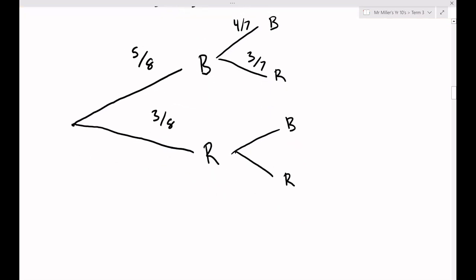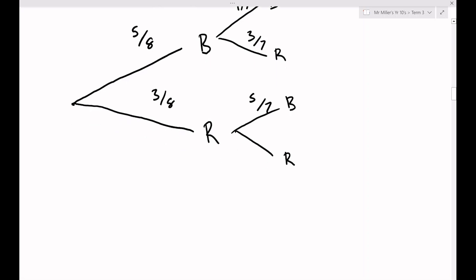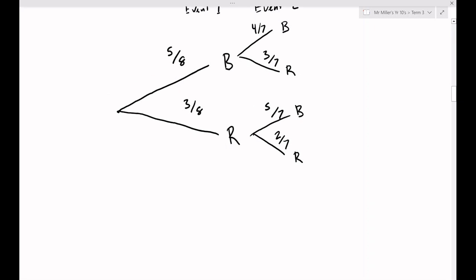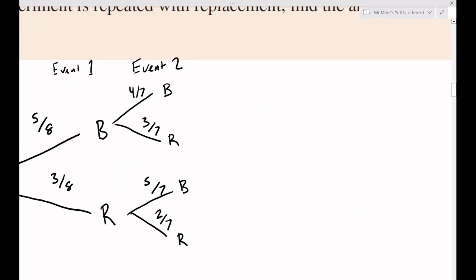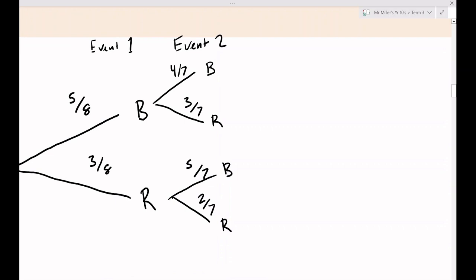Okay, if I select a red in the first round, there's going to be 7 marbles in the second event, and there's going to be still all 5 of those blue ones in the second event. And if I select a red in the first round, it's going to be 7 marbles in the bag, and we're going to have only 2 of those reds left because I've already picked one and taken it out. Okay, so we've got a tree diagram and we're showing the possible paths we can take.